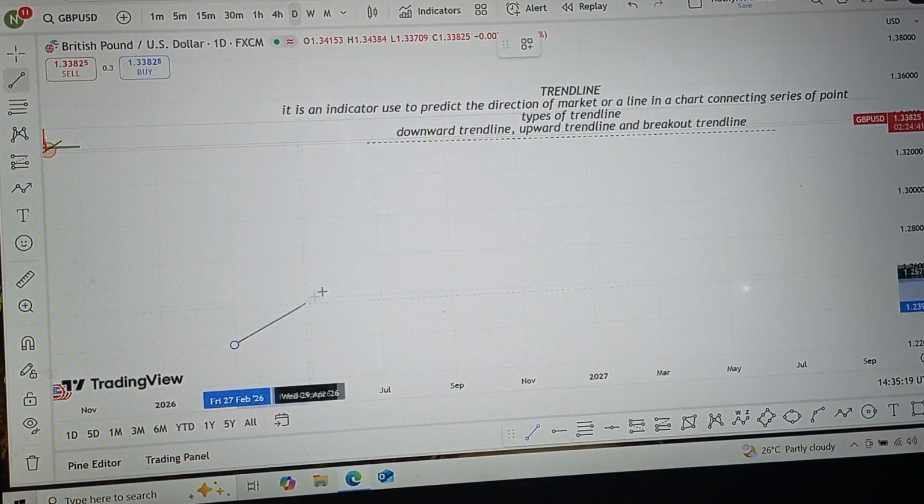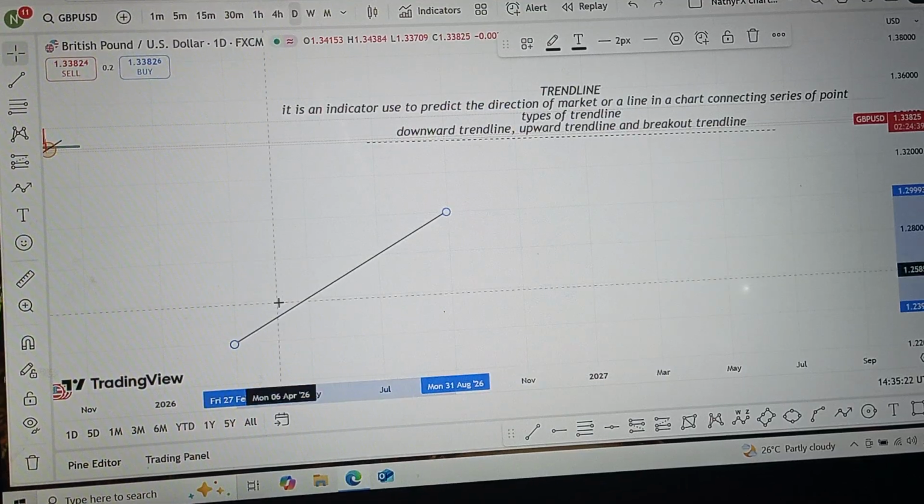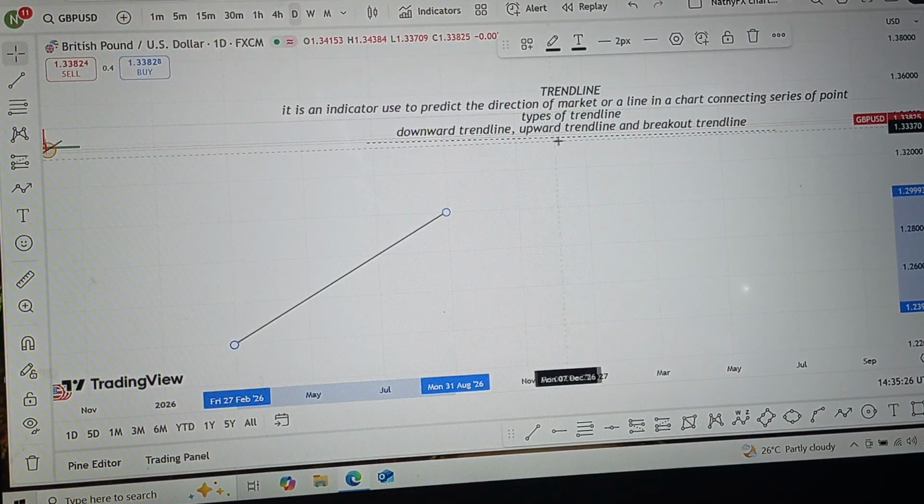How does it look like? This is how it looks like. This is just the line, nothing more than this. But it is used to predict the direction of the market based on how powerful it is. So it has been tested and trusted in many places.